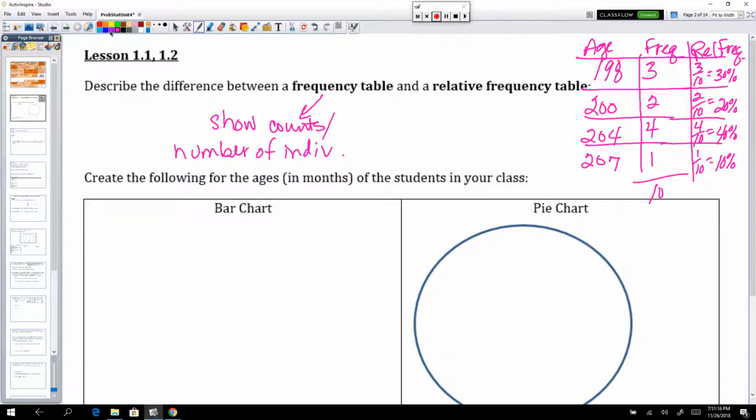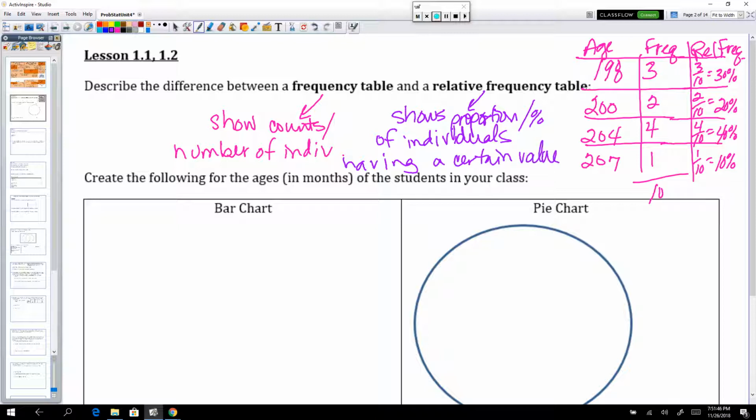And so relative frequency is a little bit different, right? Relative frequency, that shows the proportion or percent of individuals having a certain value. All of these are having a certain value. Alright, so you guys all know this. This is repeat from our discussion about quantitative data. We could actually use this for qualitative data, so we'll see that in your first lab. You're going to use it for qualitative data. Let's stick with quantitative just because it's so familiar to us.